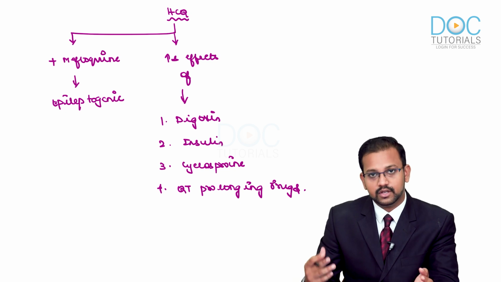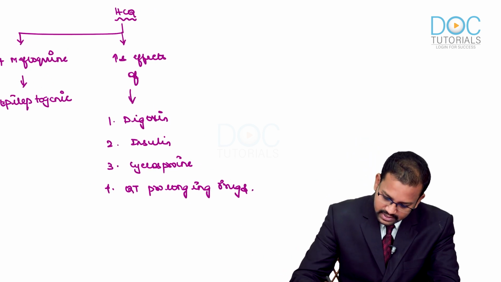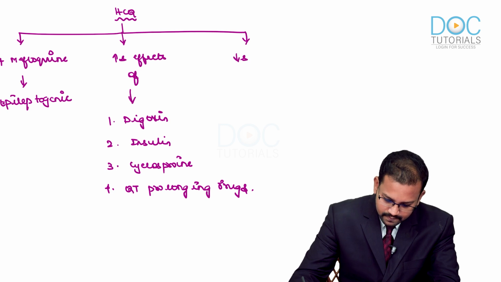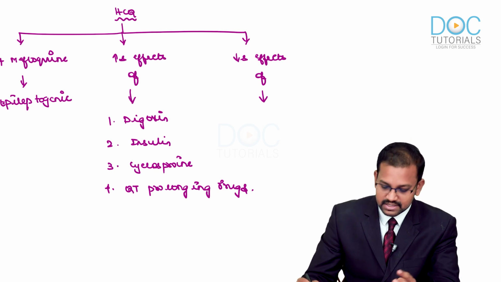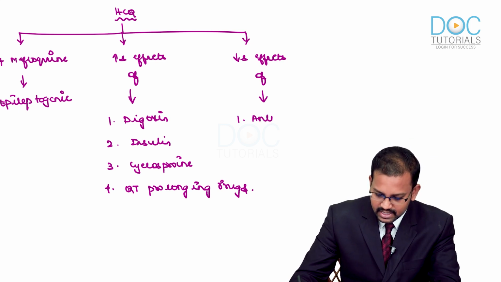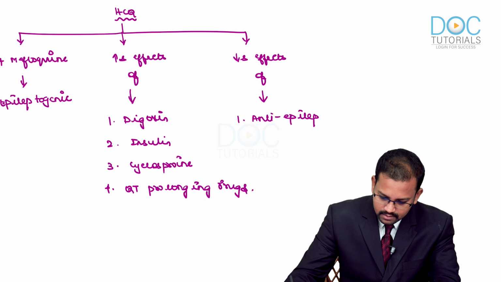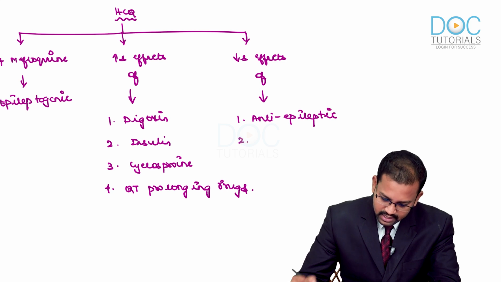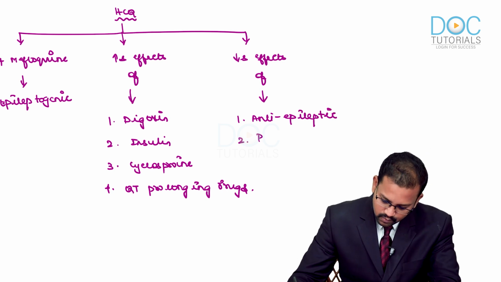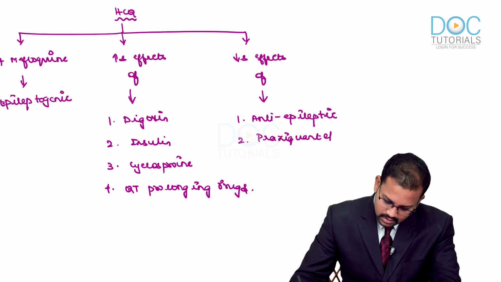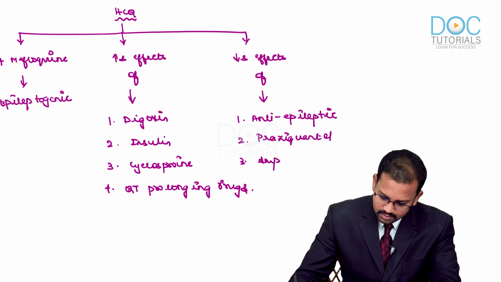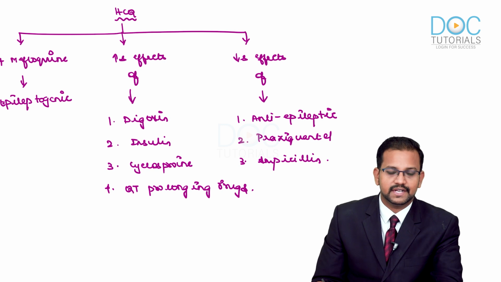Clear? Now, the opposite effect, hydroxychloroquine can also decrease the effects of three major drugs. The first one is anti-epileptic agents, because it might induce the production of epilepsy; praziquantel, the anti-helminthic agent; and the famous and most common drug which we use, ampicillin. All these drugs' effect is going to be decreased if it is combined with hydroxychloroquine, guys.